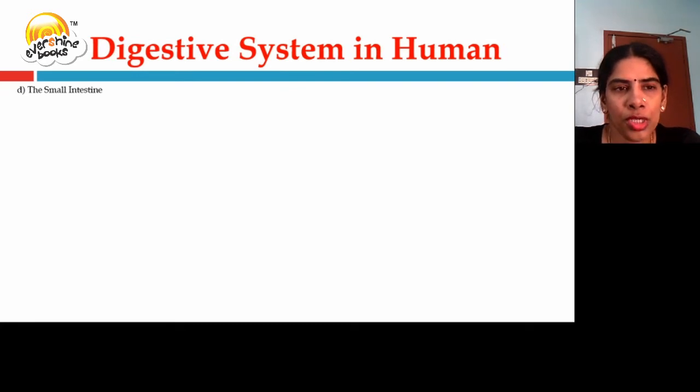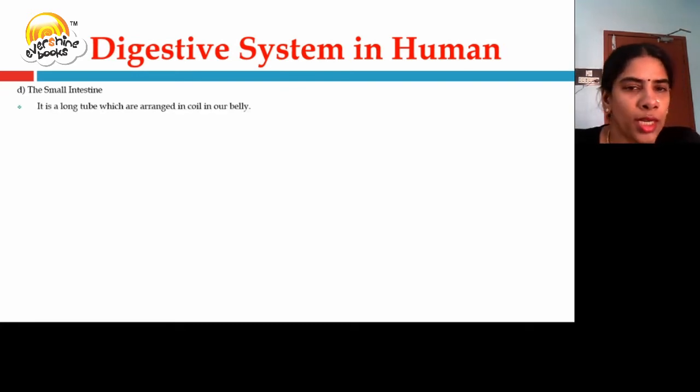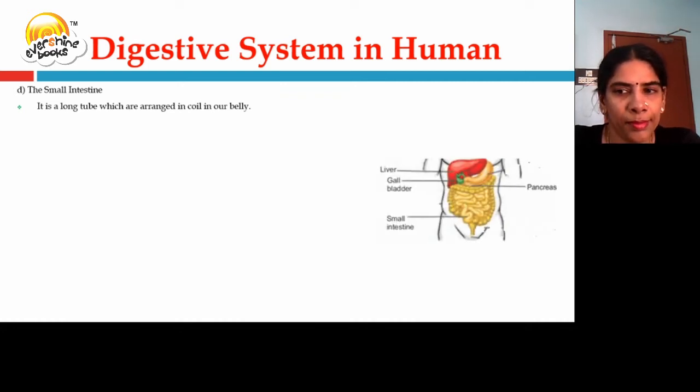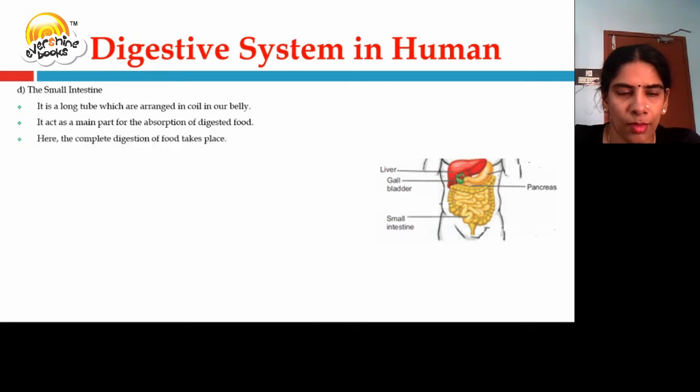Next, the food reaches the small intestine. What is the small intestine? It is nothing but a long tube arranged in coils in our belly. It acts as the main part for the absorption of digested food. Here, the complete digestion of food takes place.